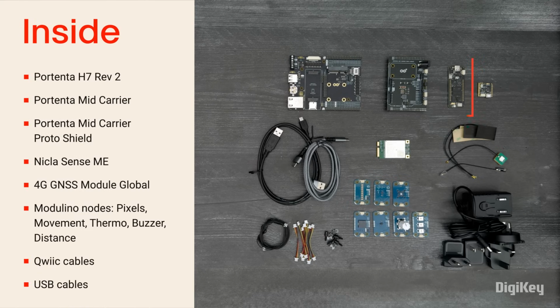Inside the box, you'll find a Portenta H7 Rev2, a Portenta Mid Carrier, a Portenta Mid Carrier Proto Shield, a Nicla Sense ME, a 4G GNSS module and antennas, 7 Modulino nodes, some Qwiic cables and mounting hardware, USB cables, a power supply, and an Arduino Cloud for Business voucher.